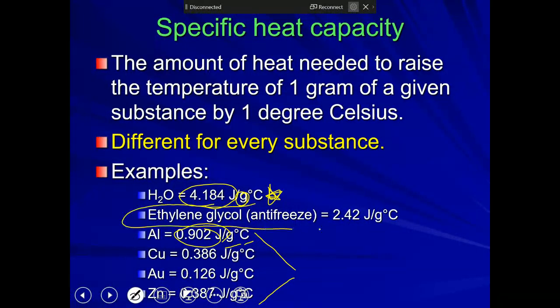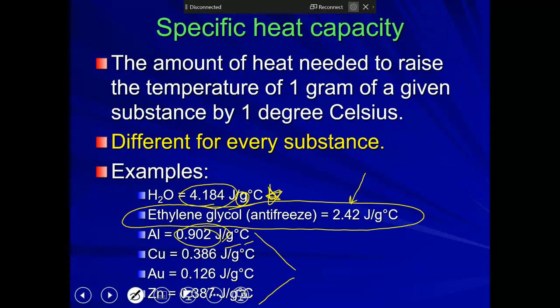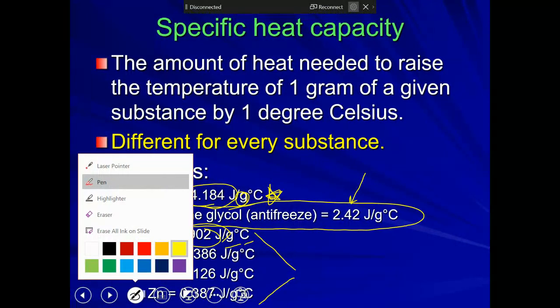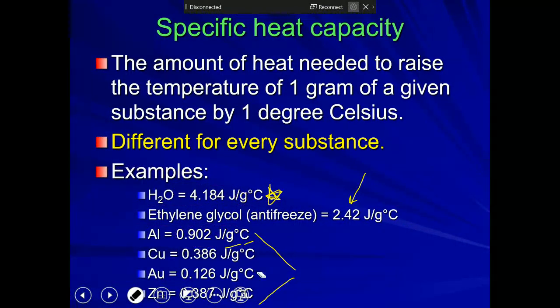So instead we use antifreeze, which is pretty good too. Look, it can absorb a good amount of heat, and so that's why we use that. It doesn't evaporate quite as easily. So anyway, there's some numbers. These are numbers that maybe you want to take down because you're going to be using them in some problems.